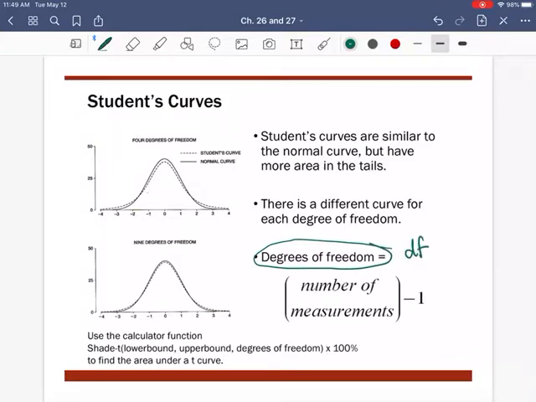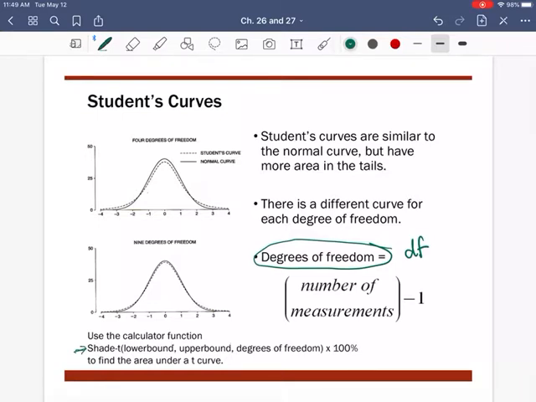The other thing we need to know about t-curves is degrees of freedom, or DF. The degrees of freedom is what determines the shape or the height of the student curve, the t-curve, because sometimes it can be really tall. Sometimes it can be quite short, like this dashed curve right there. And the degrees of freedom is simply the number of measurements minus 1. So if there's 10 measurements, the degrees of freedom is 9.